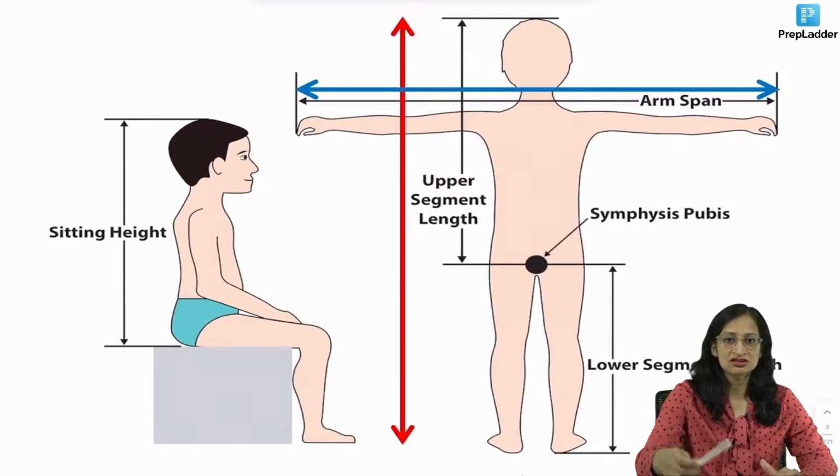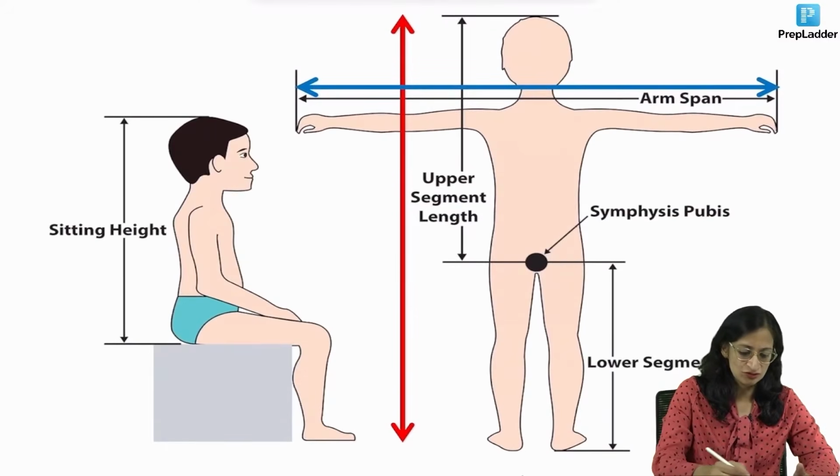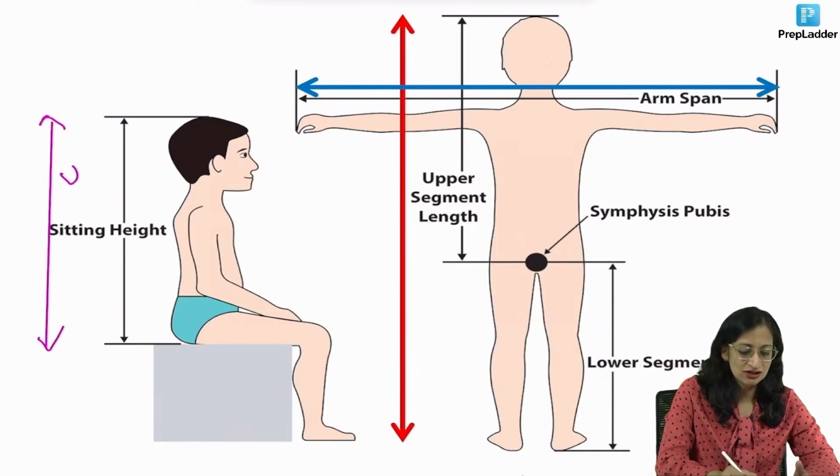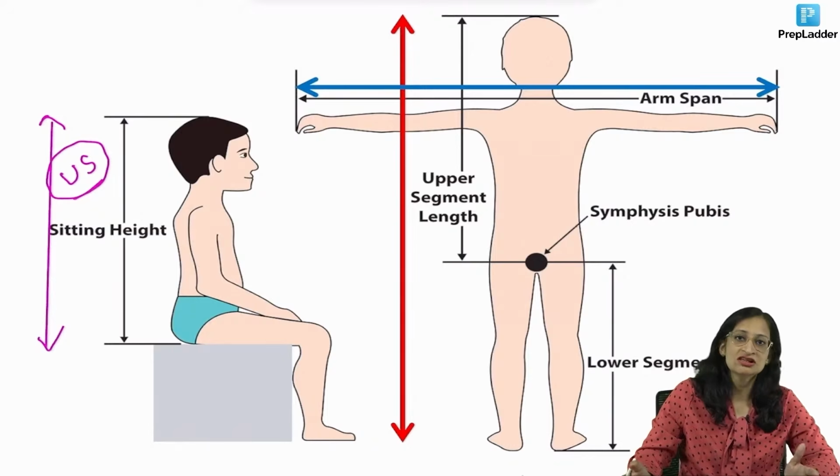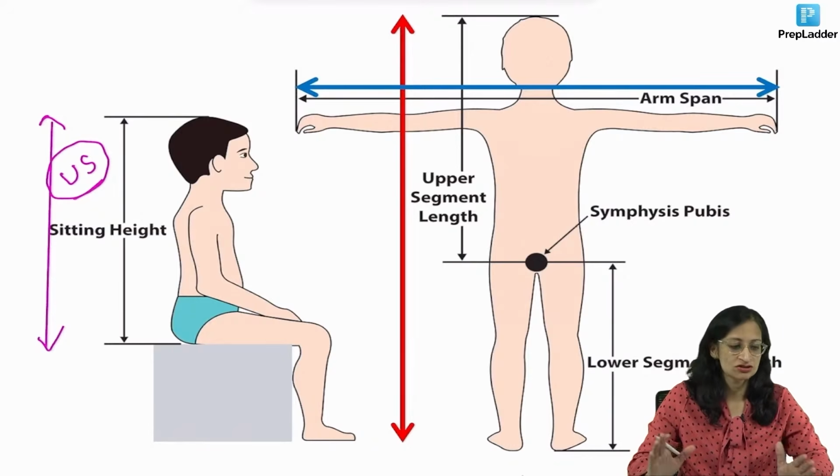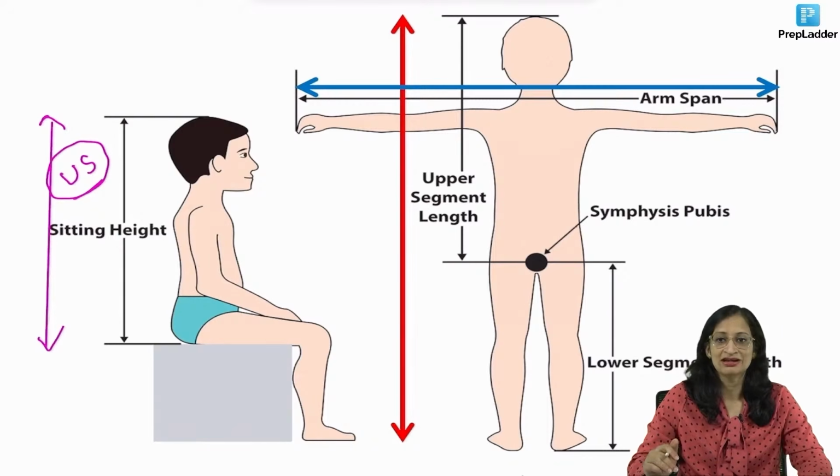If you measure this sitting height, as you can see here, it gives you an idea about the upper segment. And it will help you in calculating the upper segment lower segment ratio, which tells you whether it is proportionate short stature or disproportionate short stature, right? Now arm span, what is arm span?